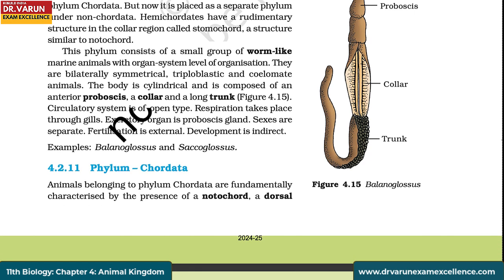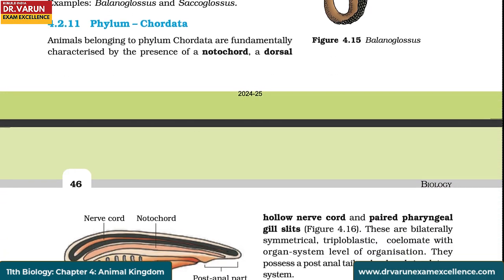Circulatory system is of open type. Respiration takes place through gills. Excretory organ is proboscis gland. Sexes are separate. Fertilization is external. Development is indirect. Examples: Balanoglossus and Saccoglossus.